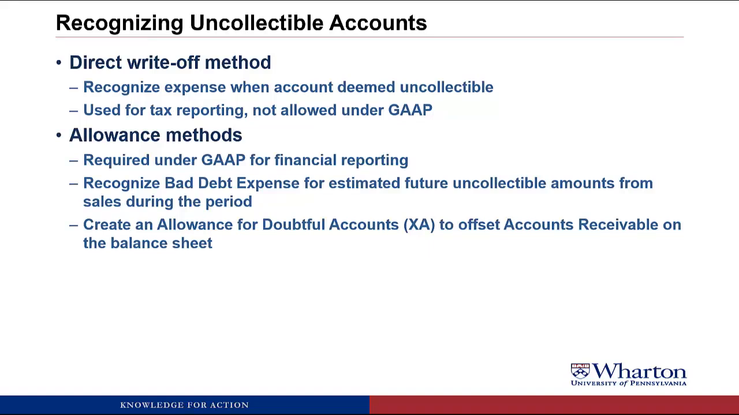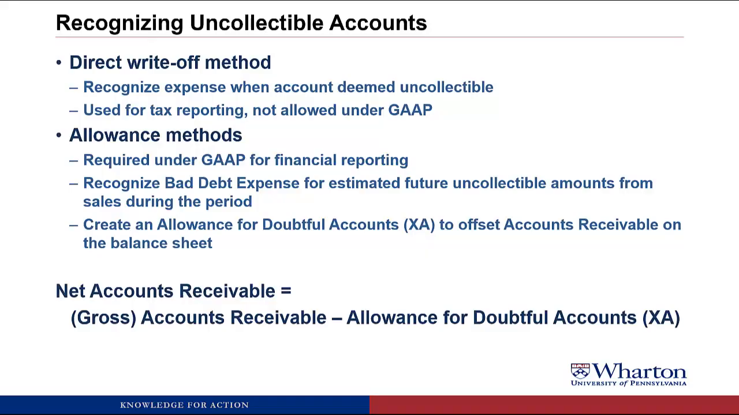In addition to recognizing an expense on the income statement, we're going to create an allowance for doubtful accounts to offset accounts receivable on the balance sheet. Allowance for doubtful accounts is a contra asset, which means it's going to work just like accumulated depreciation. We're going to use allowance for doubtful accounts to keep track of expected reductions in accounts receivable instead of reducing the accounts receivable account directly.